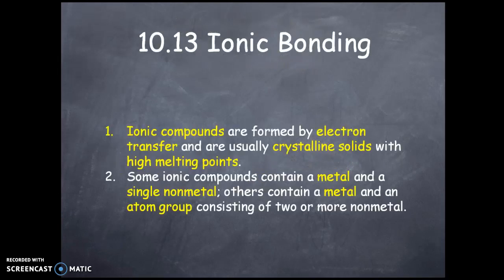Ionic compounds are formed by electron transfer, and are usually crystalline solids with high melting points. Whenever ionic compounds are formed, they are crystalline solids with high melting points. Some ionic compounds contain a metal and a single nonmetal. Others contain a metal and an atomic group consisting of 2 or more nonmetals.